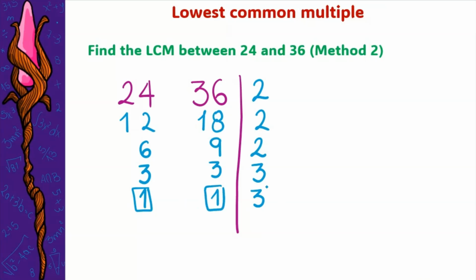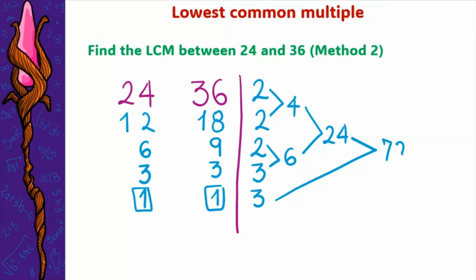Okay, we finish. So the result is going to be the multiplication of these numbers. 2 times 2 is 4, 2 times 3 is 6, 4 times 6 is 24, and 24 times 3 is 72.